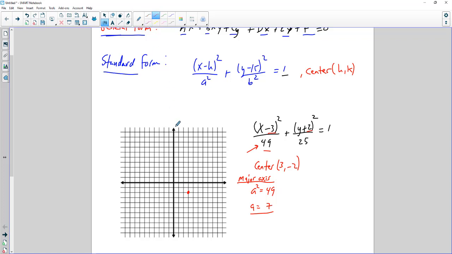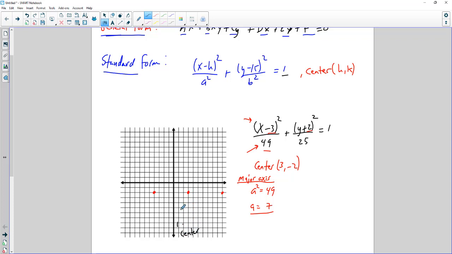So since it's underneath the x, I'm going to go parallel to the x-axis. I'm going to go from the center 7 to the right and 7 to the left. 1, 2, 3, 4, 5, 6, 7. 1, 2, 3, 4, 5, 6, 7. Okie doke. So this is my center. Be careful here when I draw this. 1, 2, 3. Okay, I'm not going to go too far.